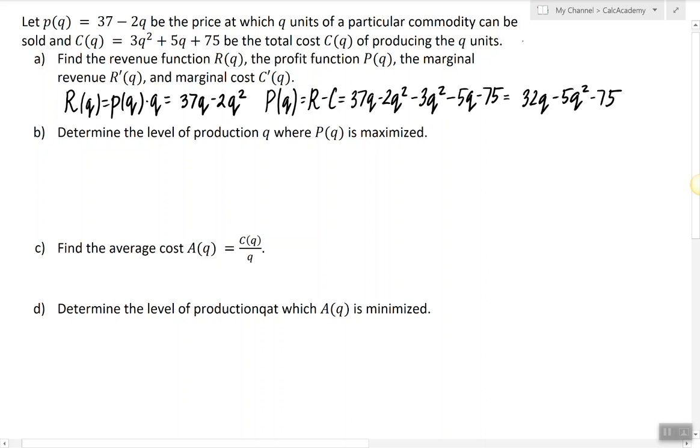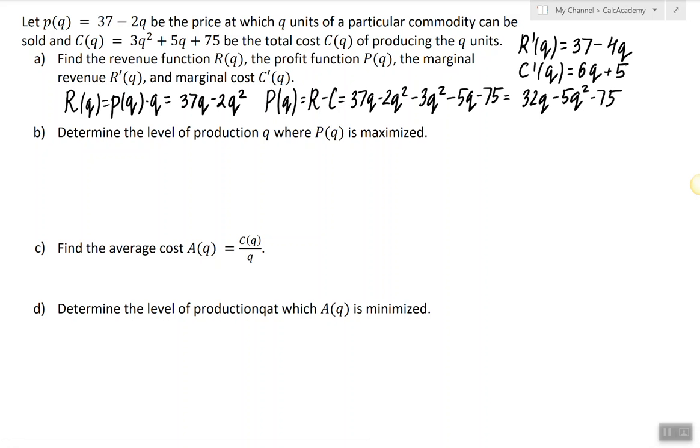Now we can find the marginal revenue function, which is simply the derivative of the revenue function, meaning it is 37 minus 4Q. And we can find the marginal cost function, which is the derivative of the cost function, which is 6Q plus 5. And we found all the functions in part A.